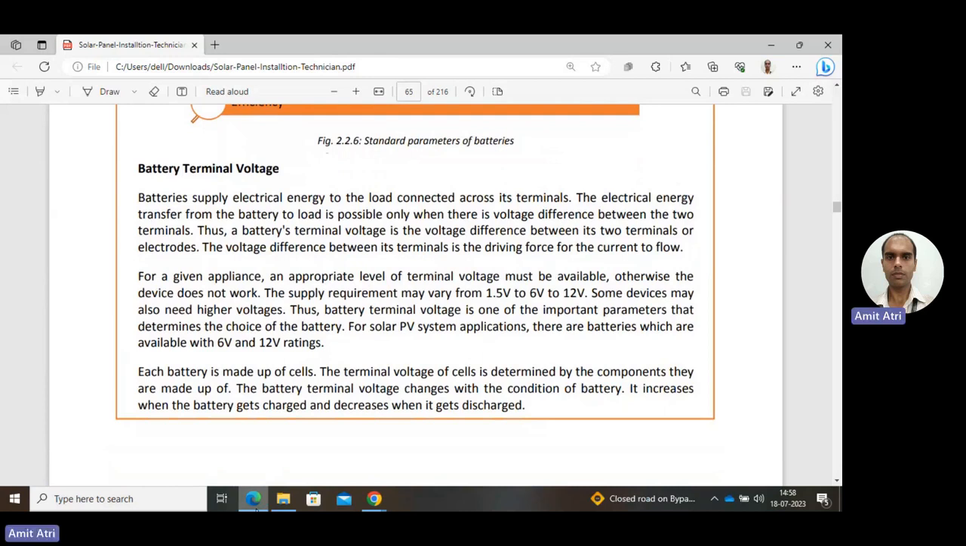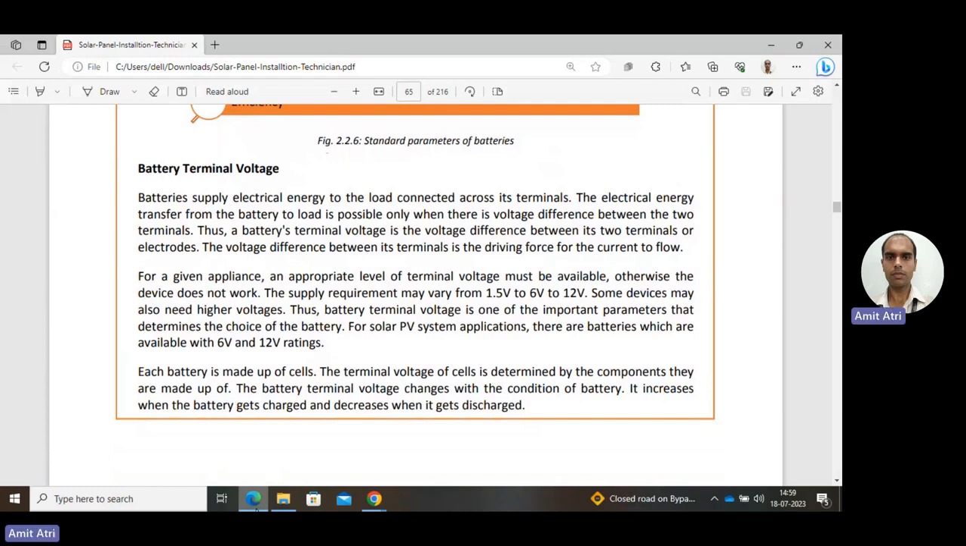The battery terminal voltage. Whatever load is connected with the terminals, the energy is supplied to the load. The electric energy transfer from battery to load is possible only when there is a voltage difference between the two terminals. Thus, the battery terminal voltage is the voltage difference between the two terminals. Whatever is the difference between the voltage in the positive and negative terminals, cathode and anode, that is the battery terminal voltage. And this causes the current flow in the load.